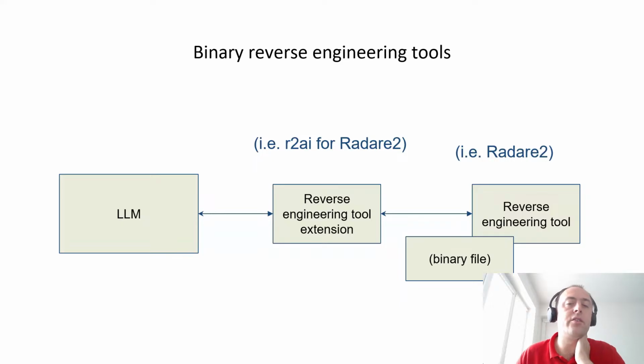How does this integration look like? So we have, in fact, a few ways to integrate those tools with the large language models. One way is by means of specific tool plugins. Like, for example, we have the R2AI plugin for Radare2. And this plugin allows Radare2 to interact directly with a specific large language model. So you need to have the tool, and you need to install that plugin in order to interact with a specific LLM.